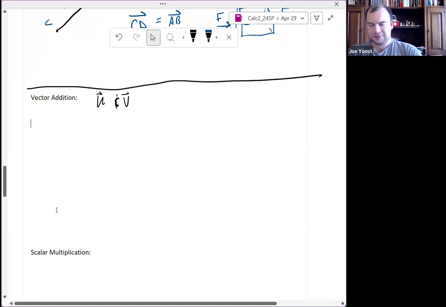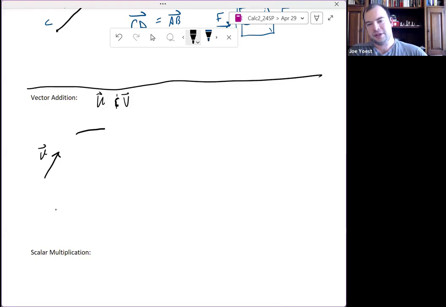If I have vector U, and if I have, let's say, vector V, how do I add them together? What does the vector U plus V look like? Or is it even sensible to say that that's a vector? How we define vector addition is we place the terminal point of the first vector and the initial point of the next vector together.